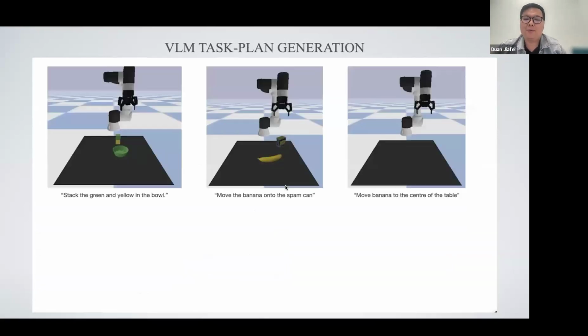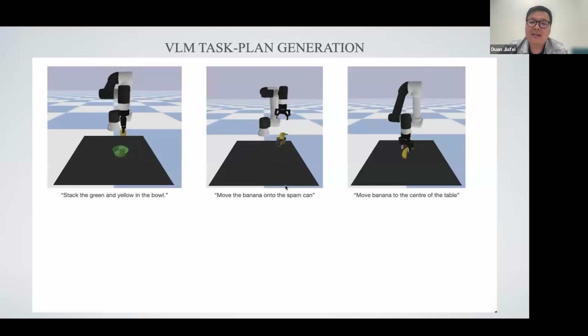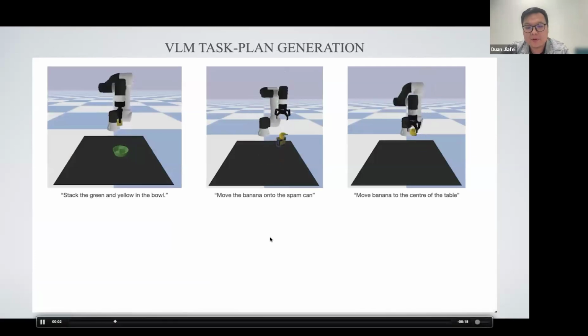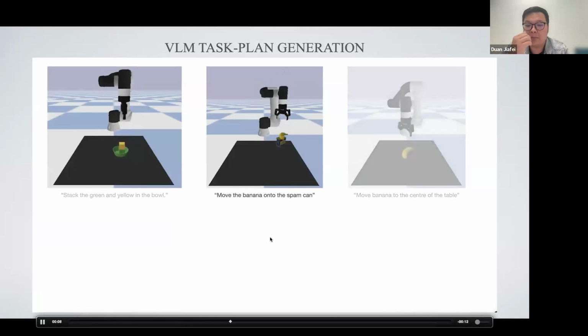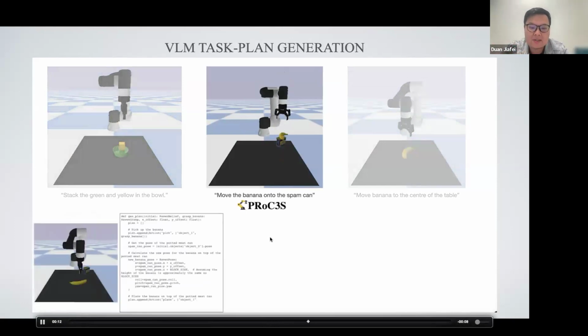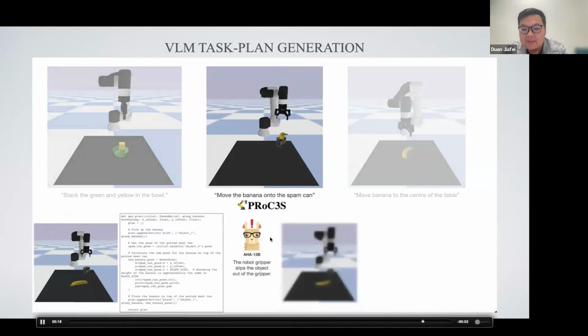Obviously, we can also use the failure detection for task and motion planning. In this context, we try a task and motion planning setting with a bunch of goals. In this case, we want to move the banana to the Spam can, and we incorporate a method that came out recently. They use a language model to generate the task plan, and obviously in this context, the task plan failed.